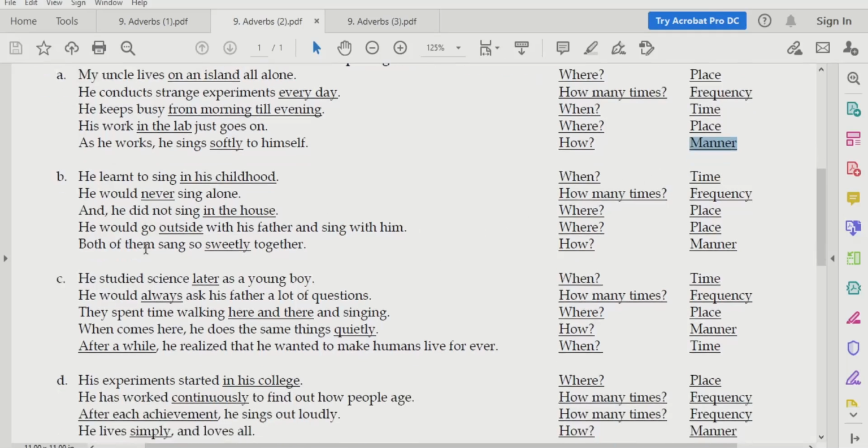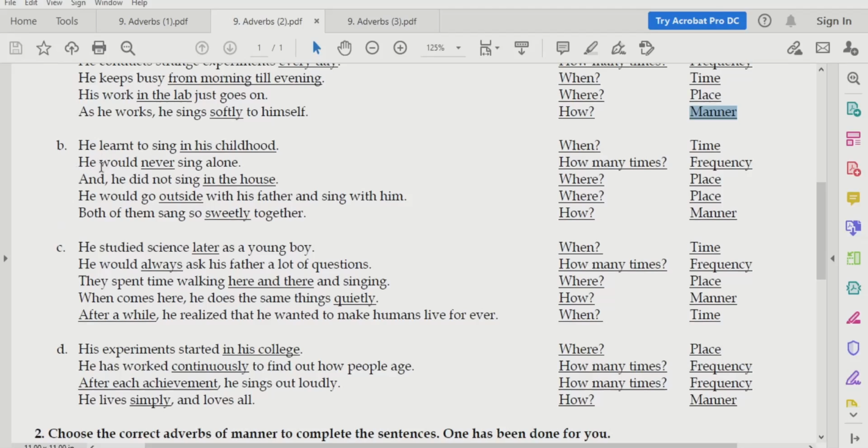Moving on to question B. He learnt to sing in his childhood. Now in Hindi if you ask the question it will be उसने गाना कब सीखा? And the answer is in his childhood, बचपन में. So कब becomes when. And that is the adverb of time.